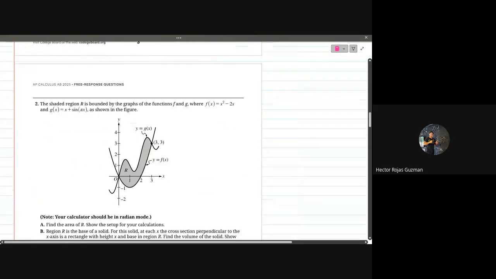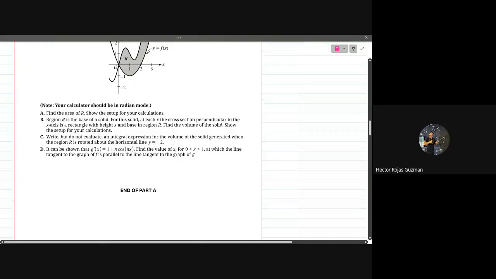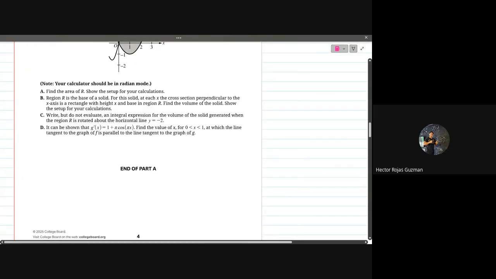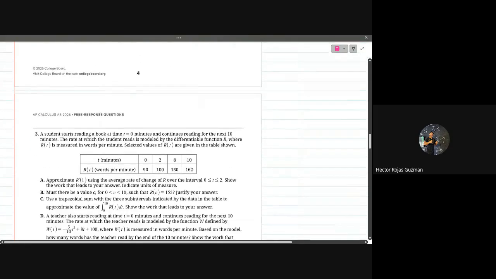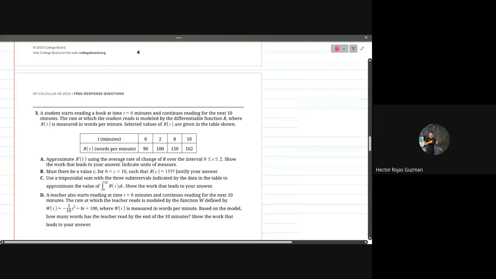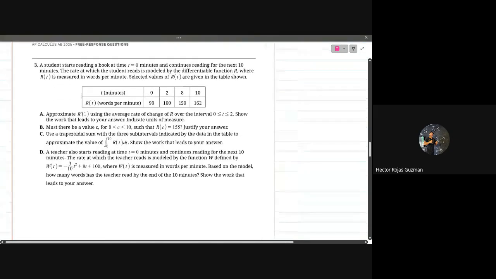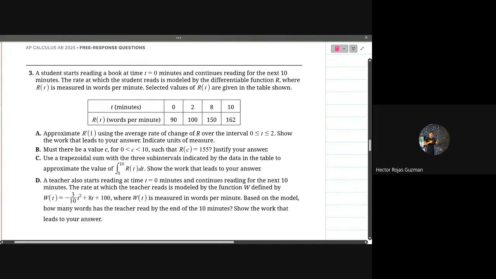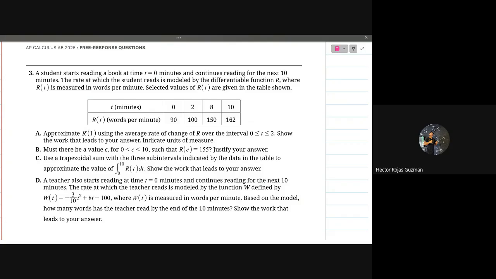Let's see. I'll do this one later. Right now, I'm going to tackle the AB questions that are shared with the BC test, which should be this one, number 3. No calculator. Okay. So we got a student reading the book. We got a table of values here for R of t, which represents words per minute. Really important because that means we're dealing with a derivative, even though we don't have the prime symbol.